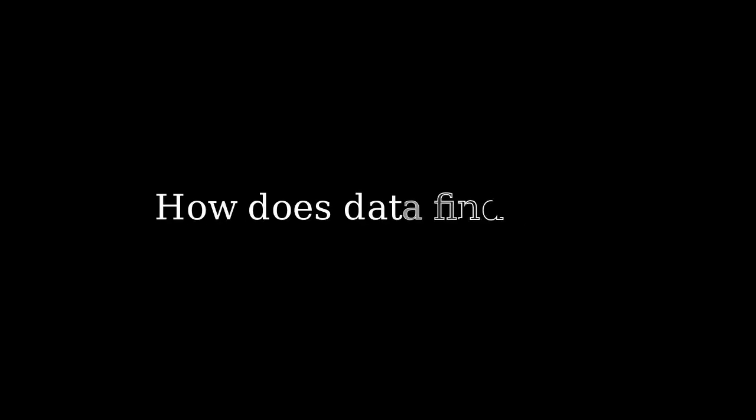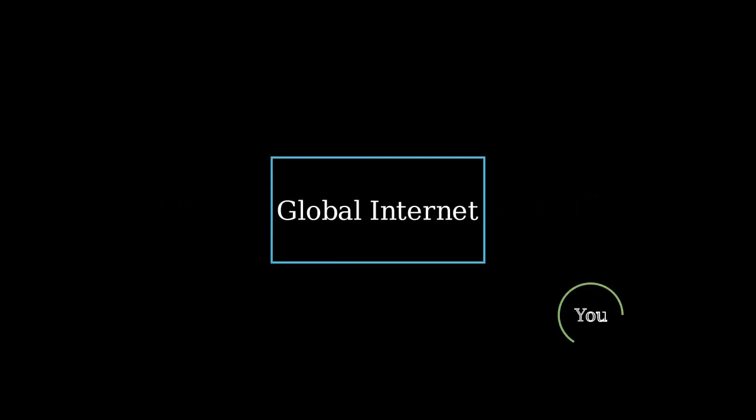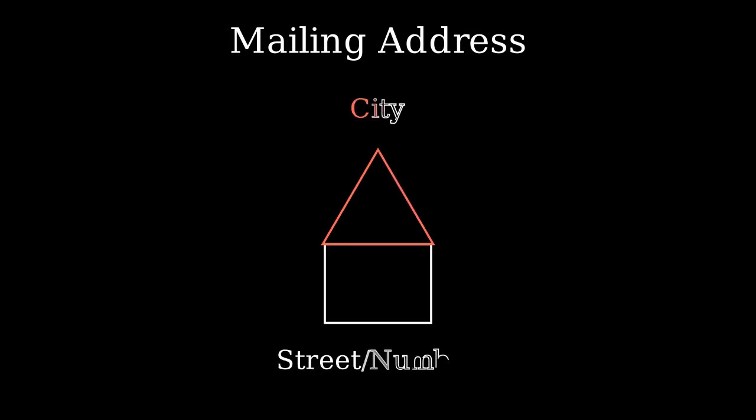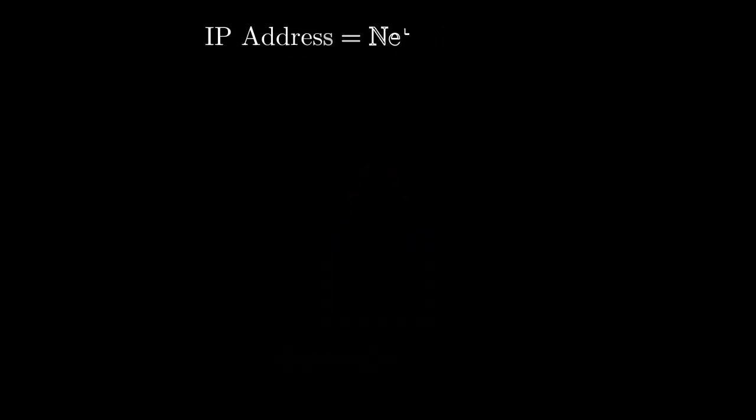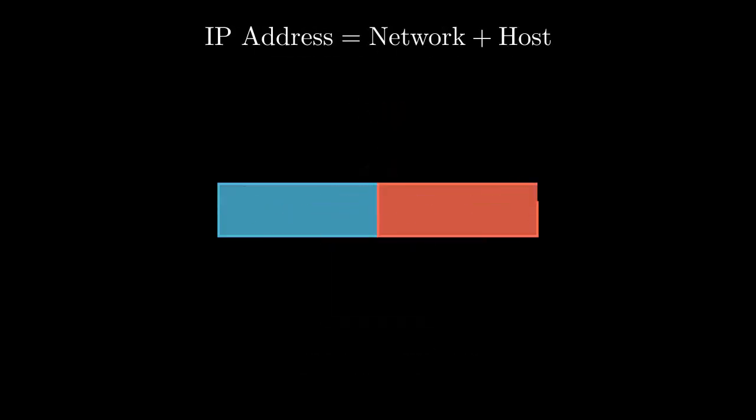How does data find you? Every time you browse the web, your information travels across the vast global internet to reach your specific device. Think of this like your mailing address at home. You have a city to identify the general area and a street name and number to find your exact front door. An IP address works the same way, split into 2 parts, a network section and a host section.